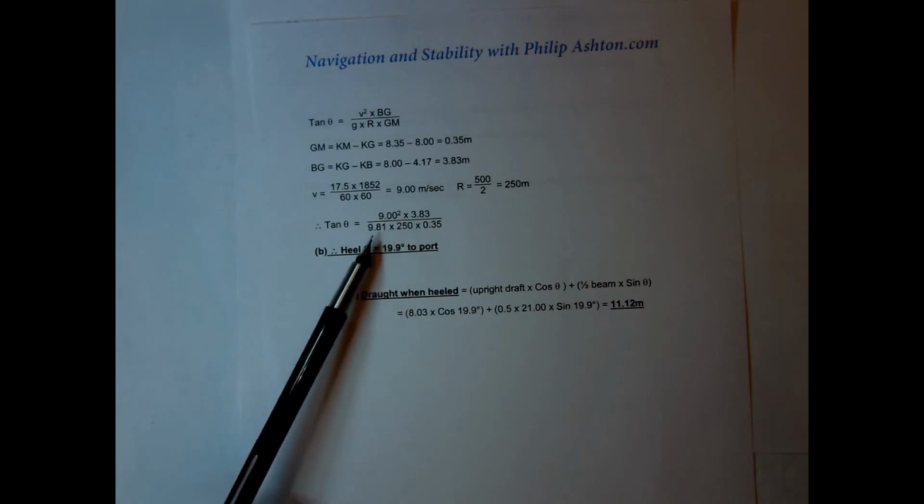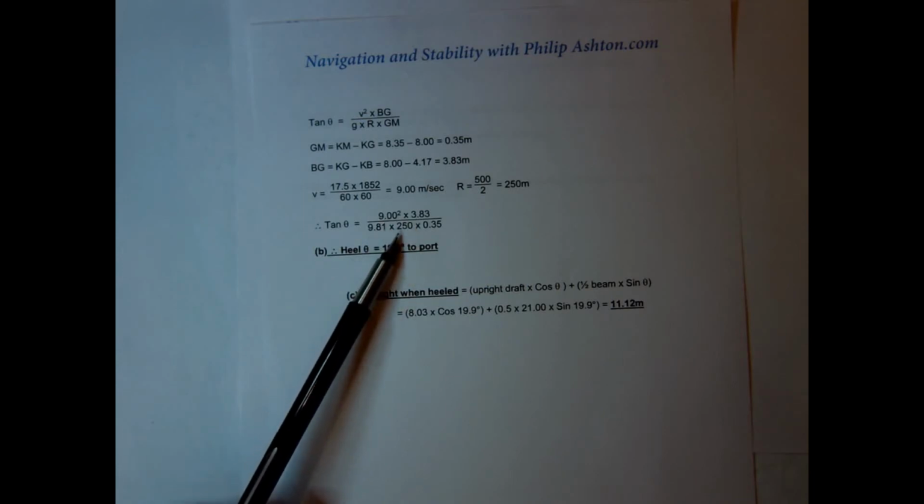So now we can fill in the formula: 9 squared times 3.83, over 9.81 times 250.35, and our angle is 19.9 degrees to port.